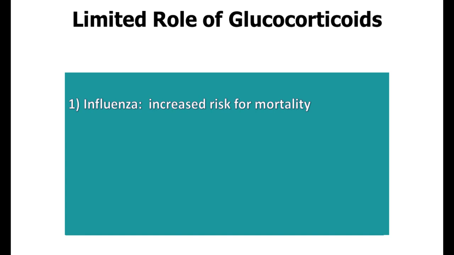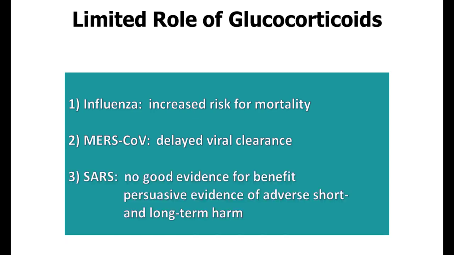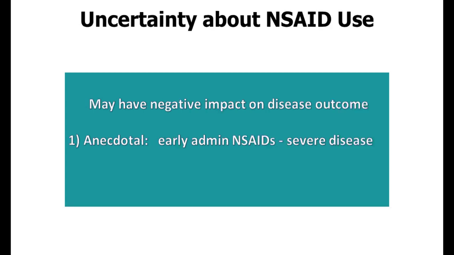For glucocorticoids, the World Health Organization and the CDC recommend that glucocorticoids not be used in patients with COVID-19 pneumonia unless there are other indications, like exacerbation of chronic obstructive pulmonary disease. The reason is that in influenza, it increased the risk for mortality. In MERS-CoV, it delayed the viral clearance. And in SARS, there's no good evidence for the benefit, and there was persuasive evidence of adverse short-term and long-term harm.